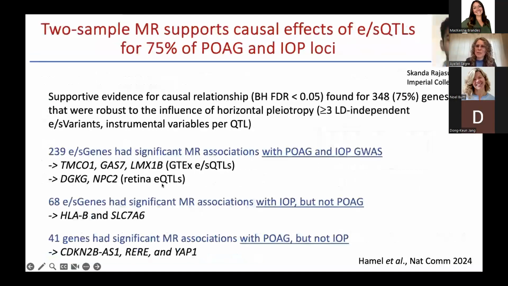And this analysis was really mastered by Skanda Rajasundaram, a clinical research fellow visiting Mass Eye from Imperial College London. He, together with Pooja Mehta from my lab, applied this to all of the thousands of colocalizing eQTLs and sQTLs in the POAG and IOP loci, across the various QTL type by tissue by GWAS loci combinations. And we found significant supportive evidence for a causal relationship for about three quarters of the genes at a Benjamini-Hochberg FDR below 0.05 that were robust to the influence of horizontal pleiotropy.